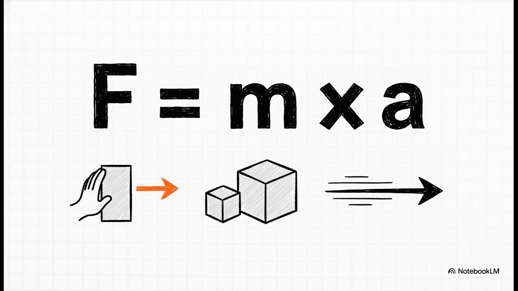And here it is, Newton's second law. Force equals mass times acceleration. It might look like just 3 little letters, but this equation is a cornerstone of all physics. It's the exact recipe that tells you how much force you need to get an object of a certain mass to speed up. It's the bridge between a cause, the force, and its effect, the acceleration.